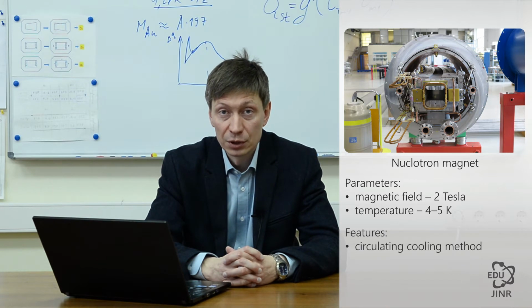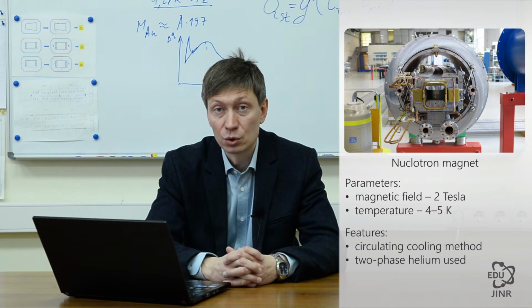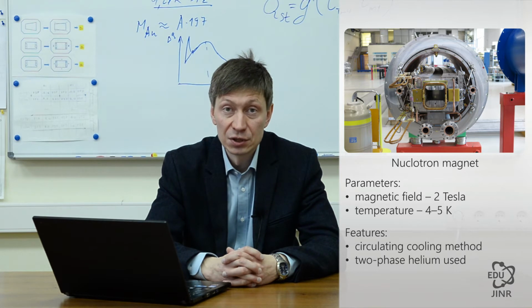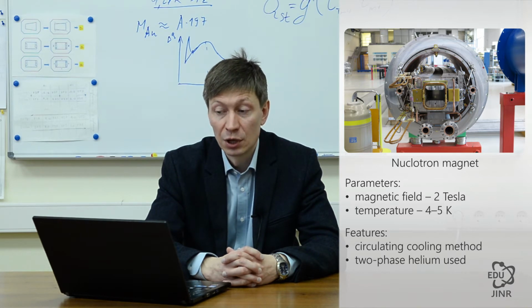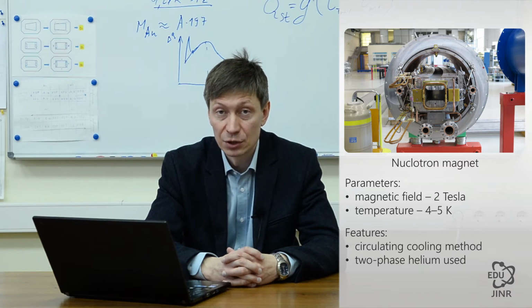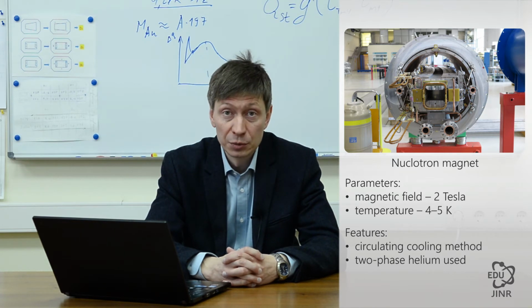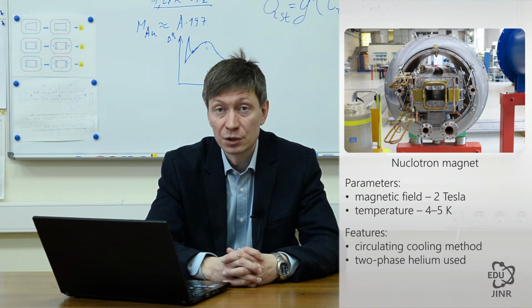The key features of the Nuclotron magnet lie in the fact that it has a circulating cooling system method. This is the first feature. The second is that two-phase helium is used for magnet cooling, and the decrease of the heat load is performed by vapor formation. And thus, the proportion of vapor formation in the helium flux, which flows through the magnet through special channels, changes. If the Nuclotron magnet were cooled with supercooled helium, its consumption rate would be higher.